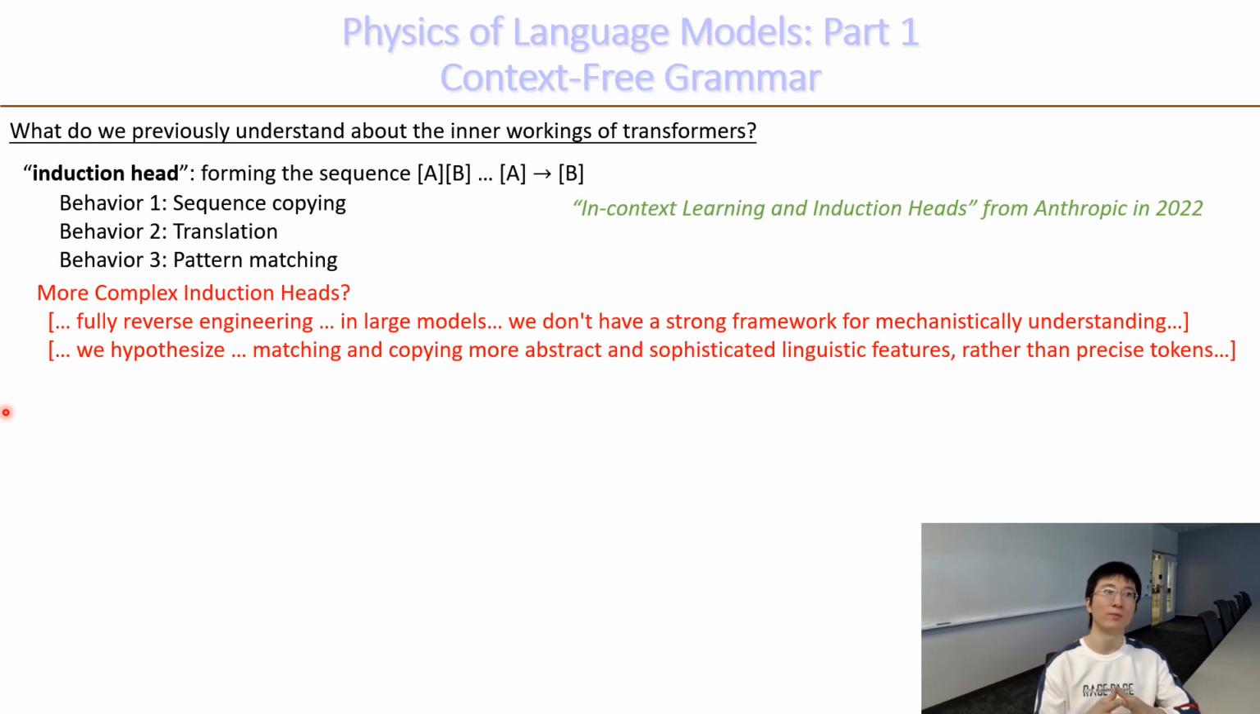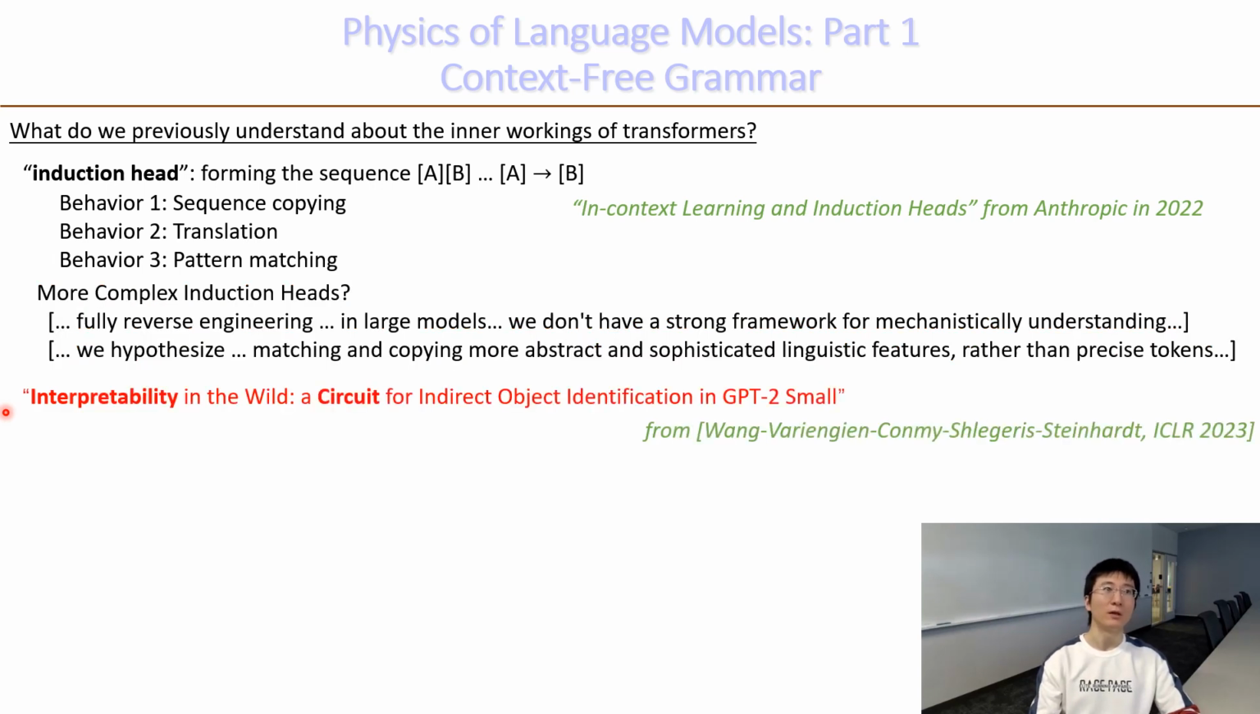In that same paper by Anthropic, they also emphasize that fully reverse engineering large language models may really be intractable, and they don't have a strong framework for mechanically understanding that. They even hypothesized that matching and copying more abstract and sophisticated linguistic features, rather than the precise tokens on the input, may actually happen at deeper layers of a transformer. But they did not give experimental evidence for this. So that is the induction head notion.